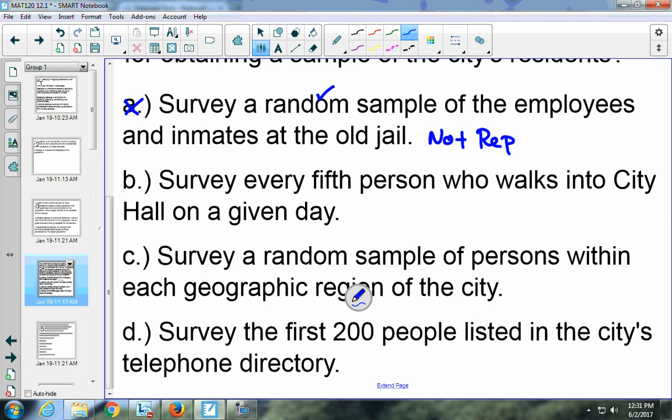Option B says survey every fifth person who walks into City Hall on a given day. So it could be kind of random with that fifth person. However, this one is also not representative. Not everyone goes to City Hall every day, so it might not be all of the city's residents.